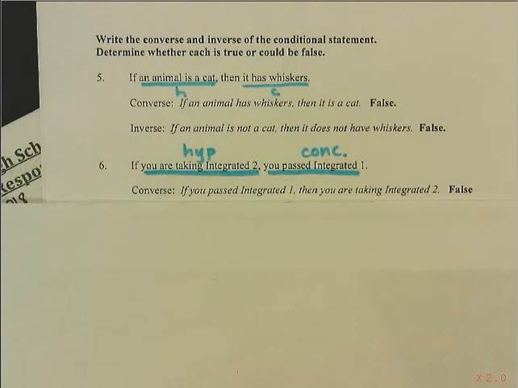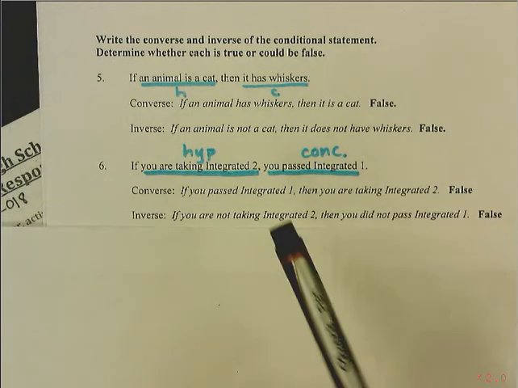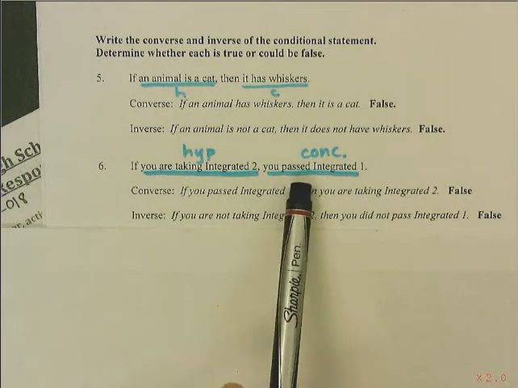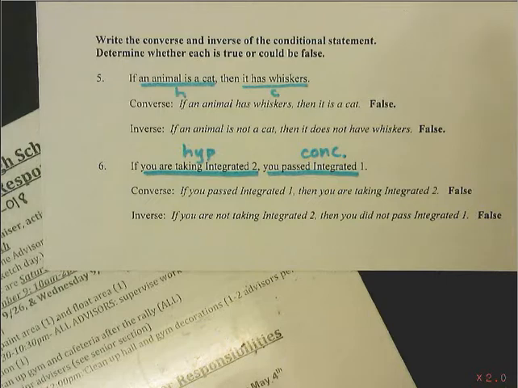That can be false. Some students choose not to take another class. They could be done. The inverse is going to take the conditional statement and keep it in the same order. If you are not taking integrated 2, then you did not pass integrated 1. Once again, false. Now these were 2 examples where all of these were false. That's not always going to be the case. Sometimes they are true.